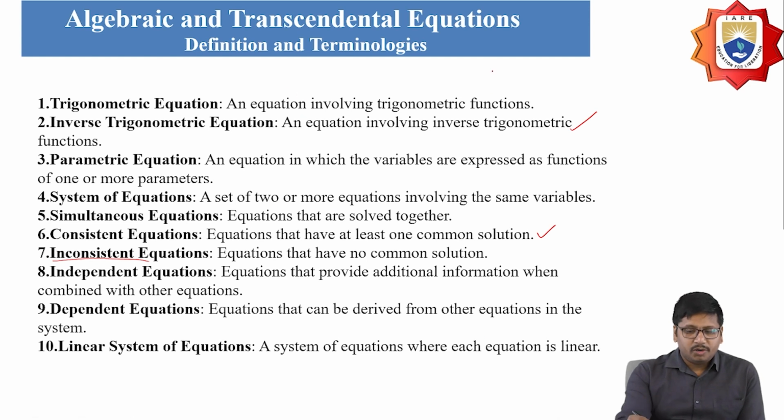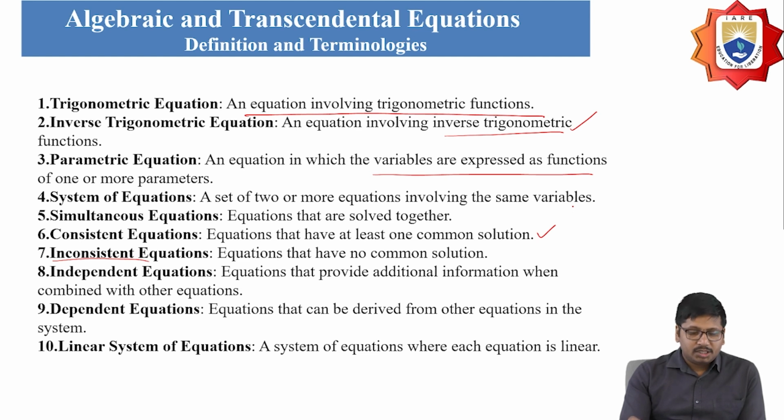Here, a trigonometric equation means an equation involving trigonometric functions, and the equation which involves inverse trigonometric functions is an inverse trigonometric equation. And the parametric equation means an equation in which the variables are expressed as functions of one or more parameters, that is called a parametric equation.